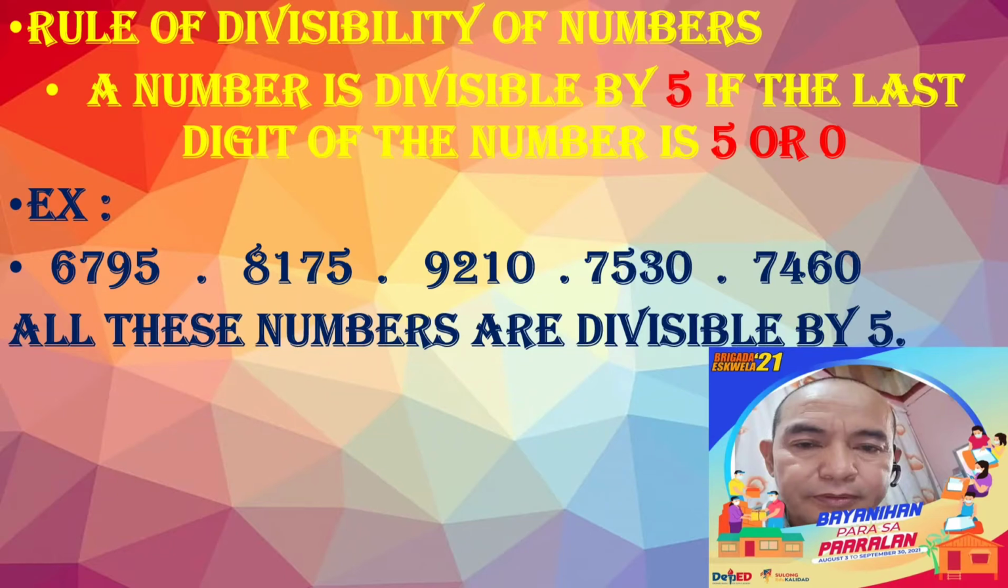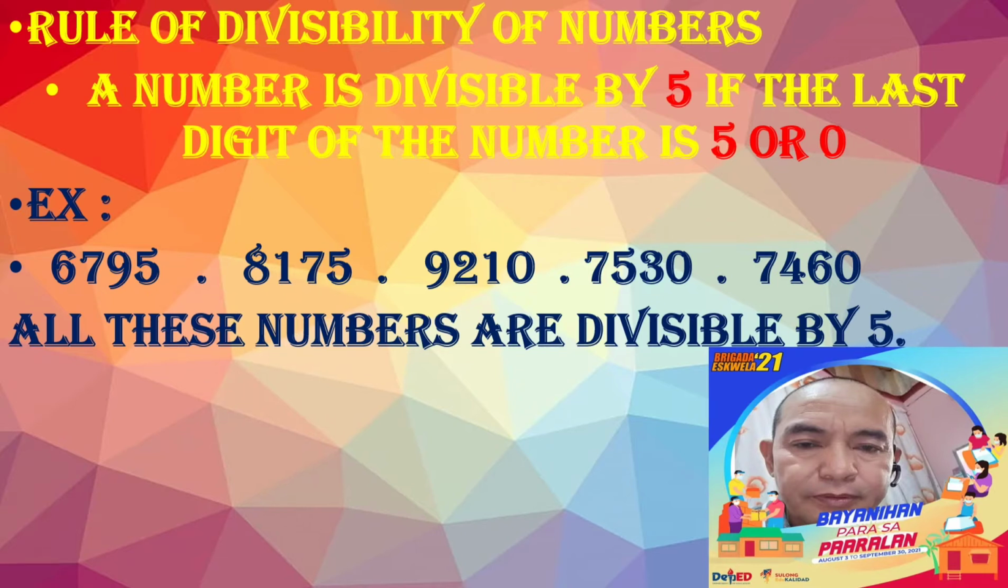Let's discuss the divisibility of number 5. Okay, a number is divisible by 5 if the last digit of the number is 5 or 0. So, if the number ends with 5 or 0, then it follows that it is divisible by 5. We have an example, 6,795. It ends with 5. So, automatically, we can say that this number is divisible by 5 based on the rule of divisibility.